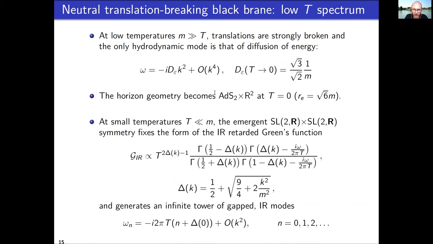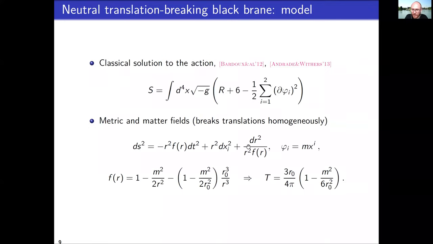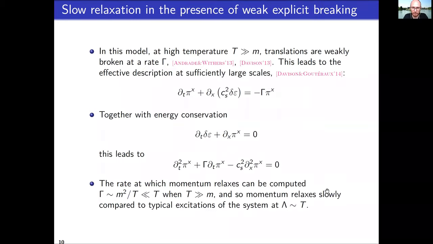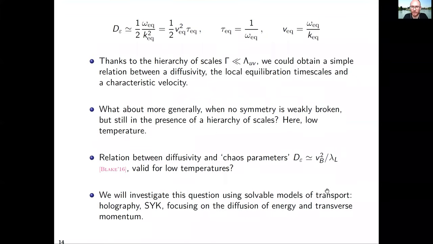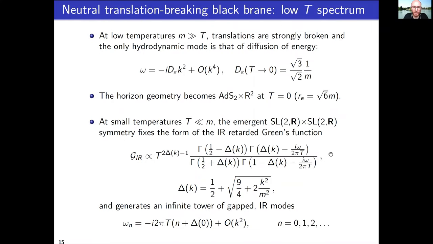Moreover, let me go back to this slide. You can see right here from the expression of temperature that T goes to zero when R zero is equal to M over square root of six. This is exactly analogous to what happens in Reissner-Nordström. So that means that there's going to be some extremal radius with some AdS2 near extremal geometry. You can check that explicitly from the solution. This isn't difficult. So there's an AdS2 cross R2 in the IR, which means that there's a finite entropy left at zero temperature in the ground state.